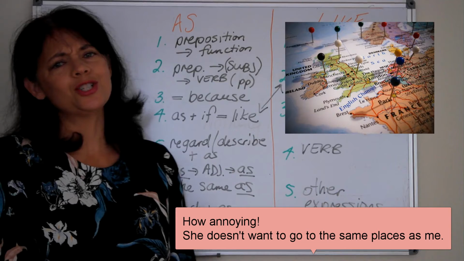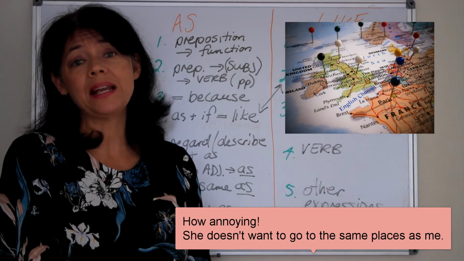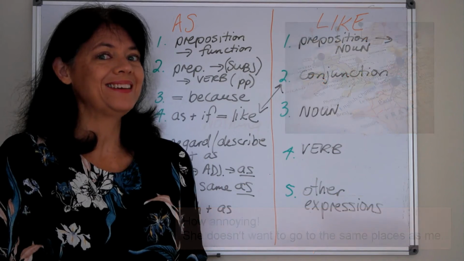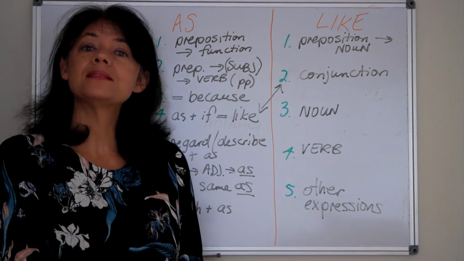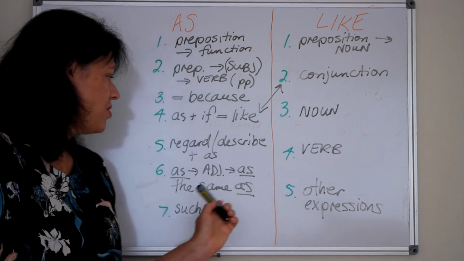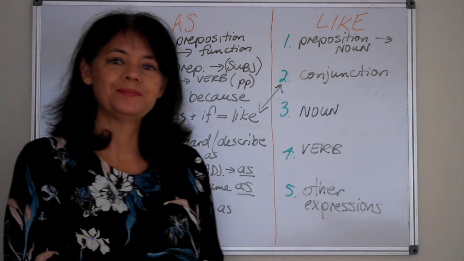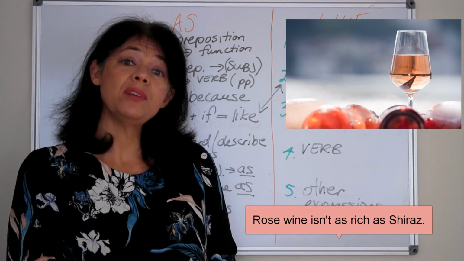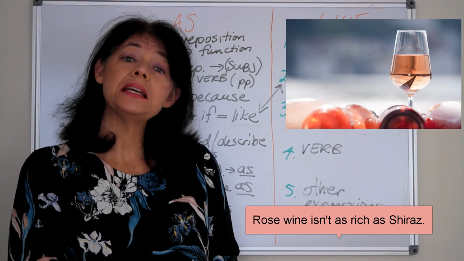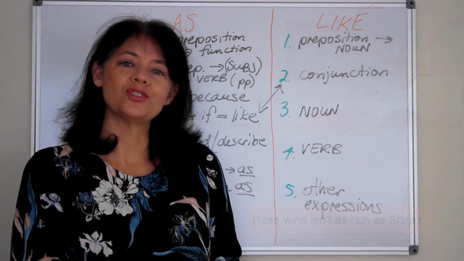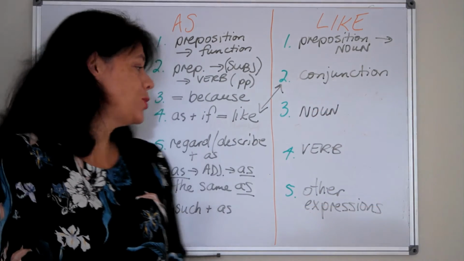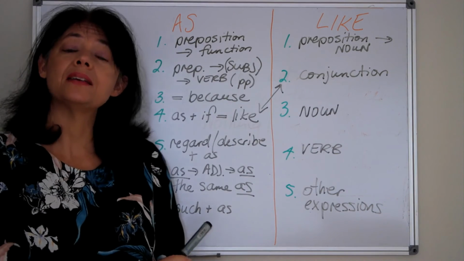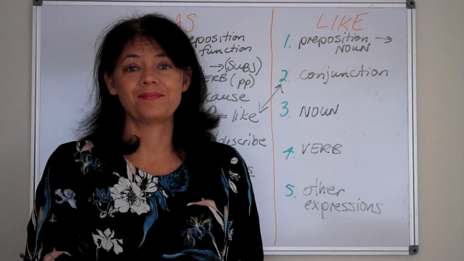How annoying, she doesn't want to go to the same places as me. Two friends going on holiday, planning the same places as me. This is comparative, number 6. Rosé wine isn't as rich as Shiraz, isn't as rich as Shiraz. This one is also number 6, as rich as, adjective, as.